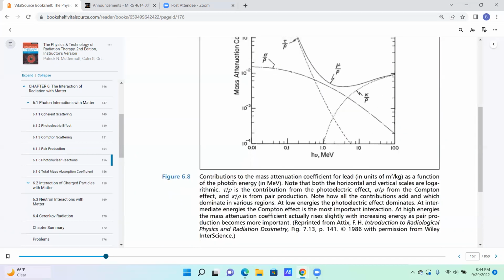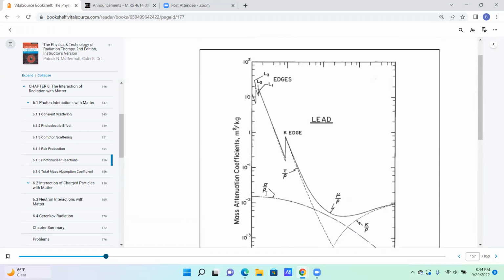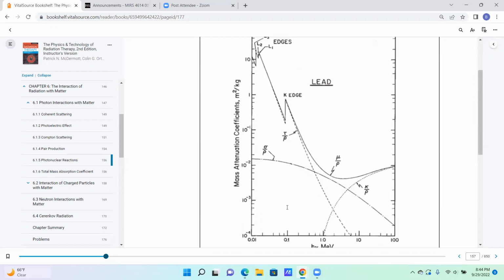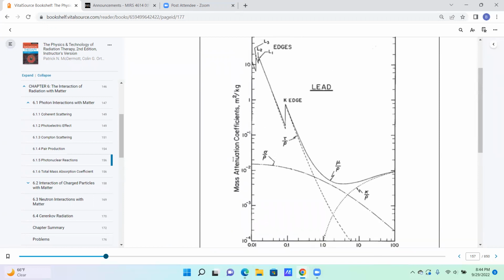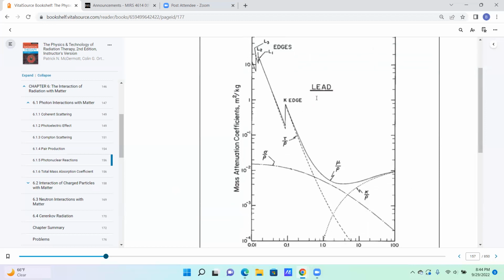So you can see here the contributions to the mass attenuation coefficient for lead as a function of the photon energy. You've got lambda divided by rho, you've got tau divided by rho, you've got kappa divided by rho. So depending on the energy and where the mass attenuation coefficients are, if you were to add all of those together, which is what this represents, this is what you would effectively be seeing in lead.